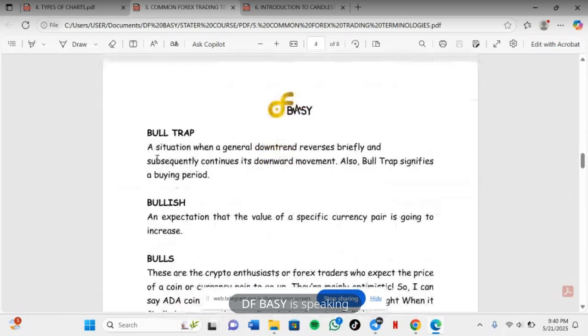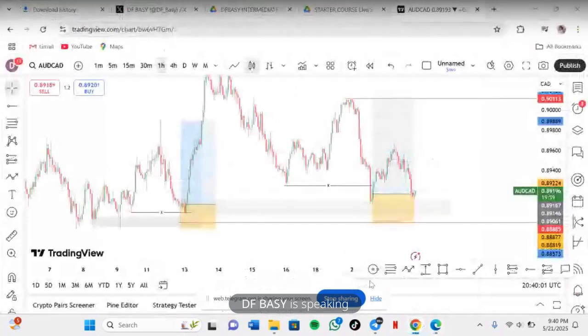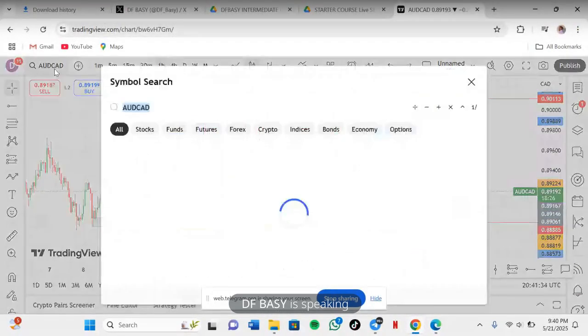Bull trap. A bull trap is a situation when a general trend reverses briefly and subsequently continues its movement to the downside. So a bull trap is when the market is pretending like it's bullish. That happened to me here.